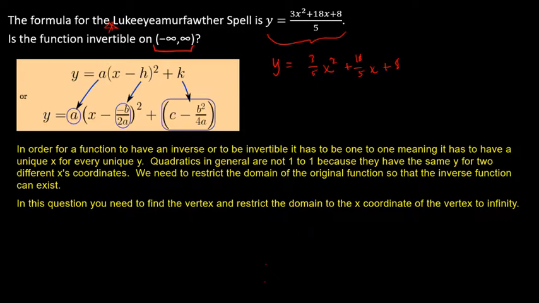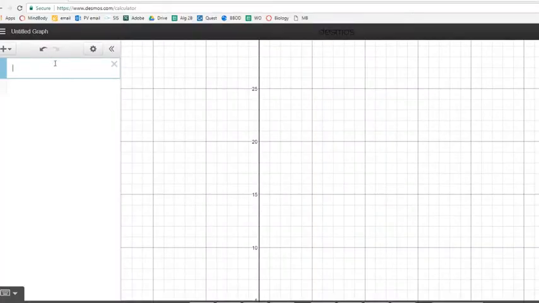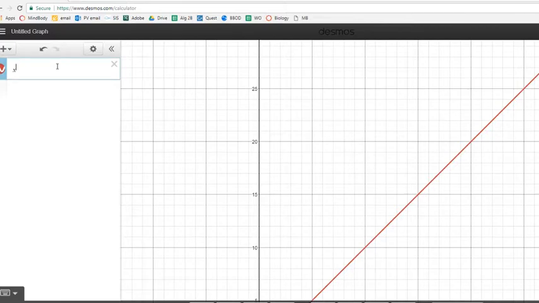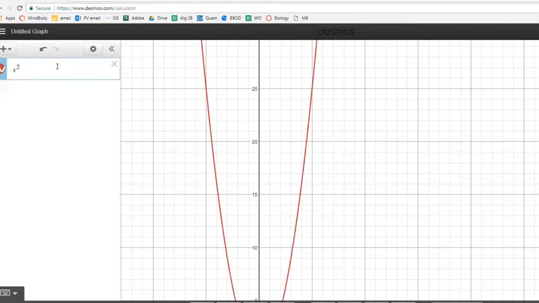Let me show you what I mean. So I'm going to pull up a graphing tool. This is just Desmos, DESMOS.com. Simple graphing tool. It works for intermediate type problems. If you need advanced graphical functions, it's not going to be a good tool, but it works for our purposes here. So I'm just going to graph the parent function x squared.